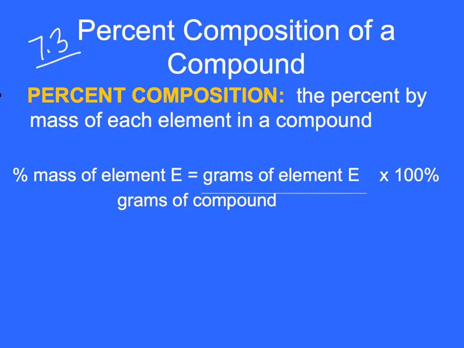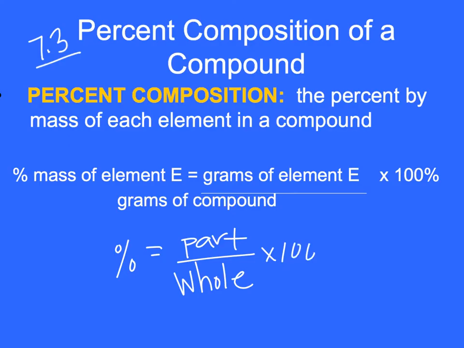So basically, percent composition is just like any other type of percentage problem. To find percentage is part over whole. Whatever part you're looking for, that goes on top over the whole thing. And then, of course, you multiply it by 100 to get it into the percent form. As you can see, what's written here says the percent mass of element E. So if you're trying to find the percent of element E, then that's why element E goes on top over the mass of the entire compound.